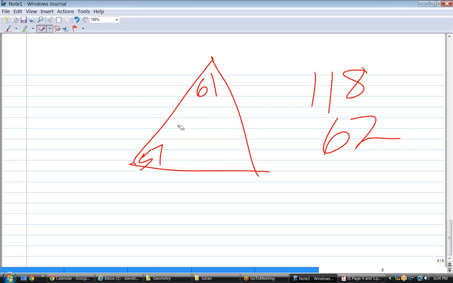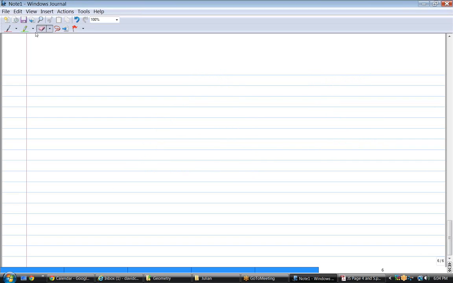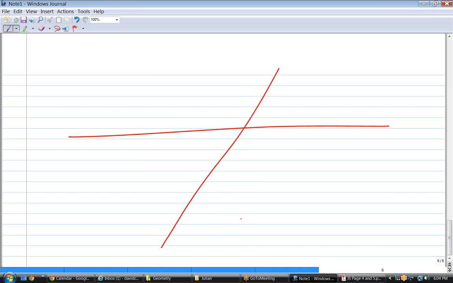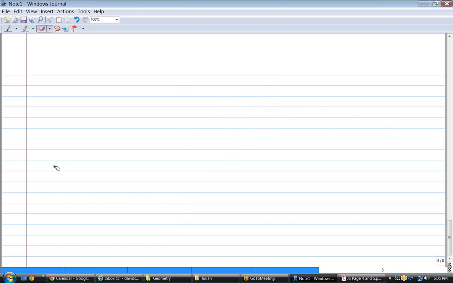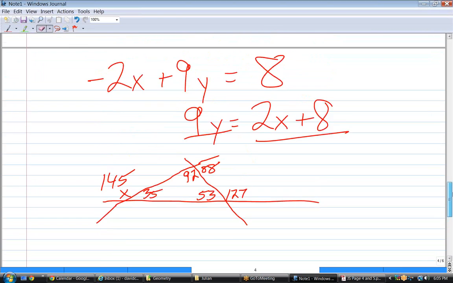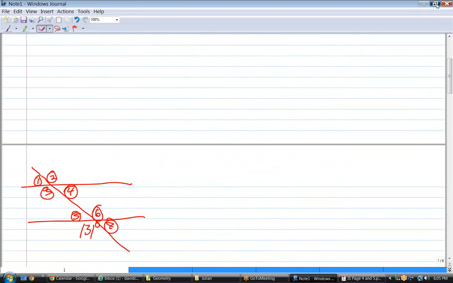So every time we're dealing with triangles, we're subtracting from 180. Every time we're dealing with supplementary angles, we're subtracting from 180. In other words, if I give you this one as 75, this has to be 105. We got it by subtracting from 180. So subtracting from 180 is just something you do over and over and over again. All right, let's go back to our problems.